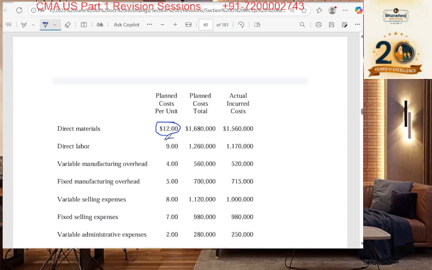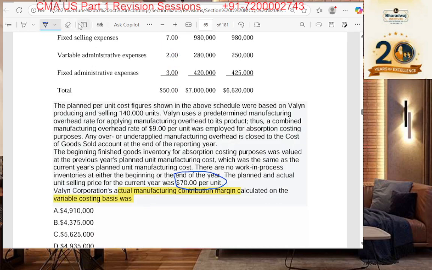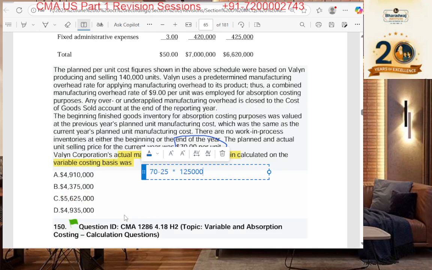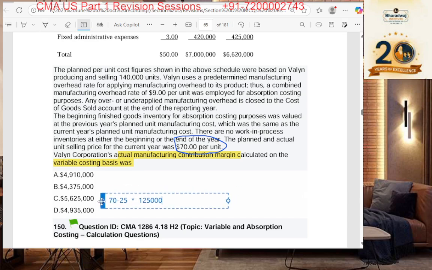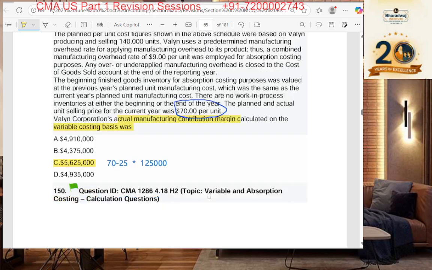Direct material 12, direct labor 9, variable overheads 4. What is the total? 25. So 70 minus 25, into what is the actual number of units sold? 56 lakhs, 25,000.